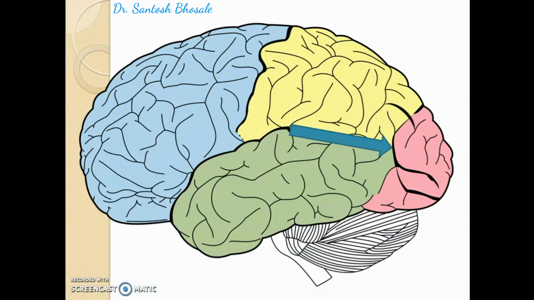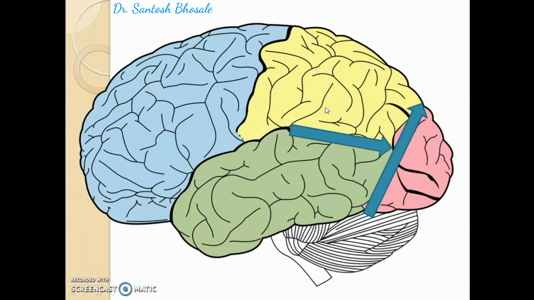So an imaginary line joins the posterior end of the lateral sulcus, perpendicular to the line joining the parieto-occipital sulcus to the pre-occipital notch. So the area in front of the central sulcus and above the lateral sulcus, that is the frontal lobe.